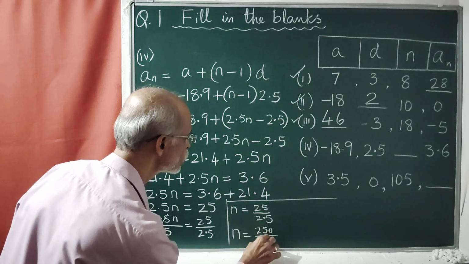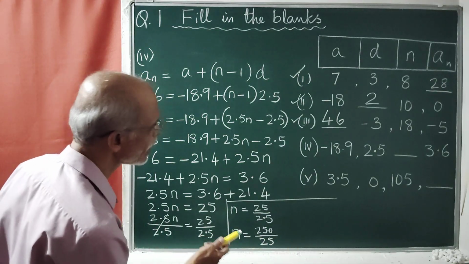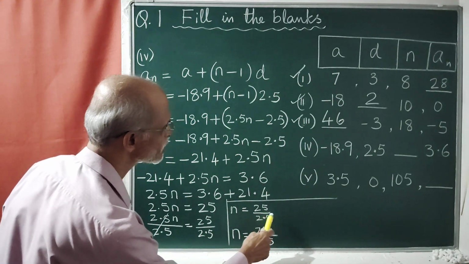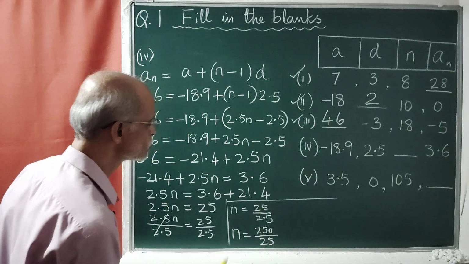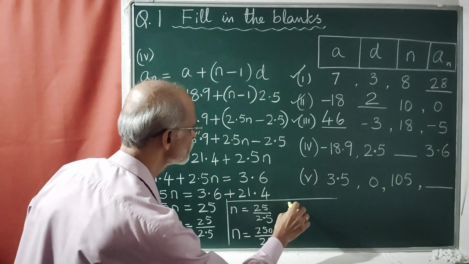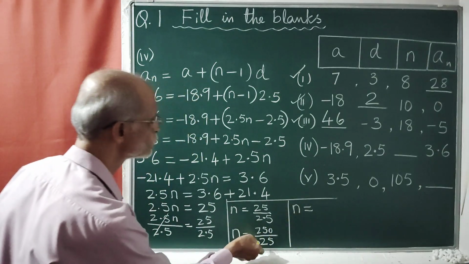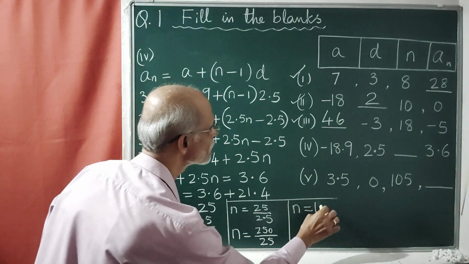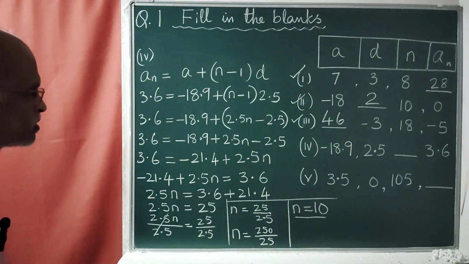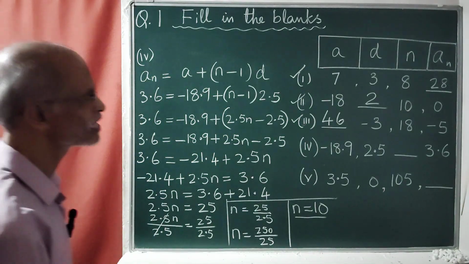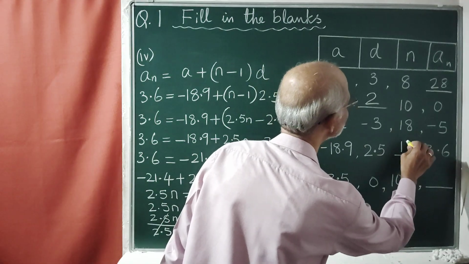by 25. You can see here I have shifted the point one place towards right. So here I have to add 1 0 there. So then I'll get N will be equal to, if I divide, I'll get 10. The value of N is 10. So I'm going to fill the blank now. The value of N is 10.